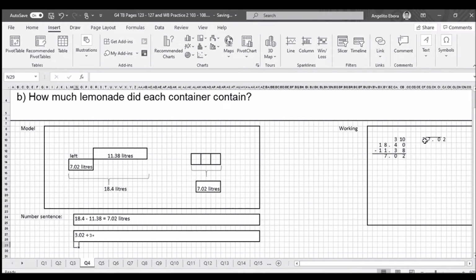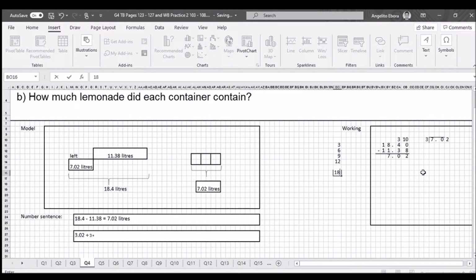7 divided by 3 is, when you count by 3, again, let's do multiples: 3, 6, 9, 12, 15, 18. So we can't use more than 7, which is 9, so we'll just use 6. So 1, 2. So 7 divided by 3 is 2. 2 times 3 is 6. Subtract 7 minus 6 is 1. Then the decimal on top. Put the decimal. Then bring down 0.